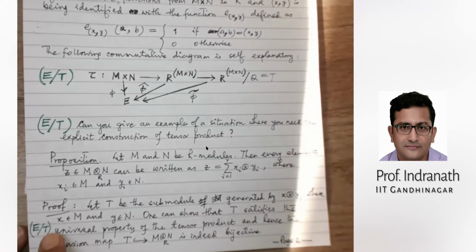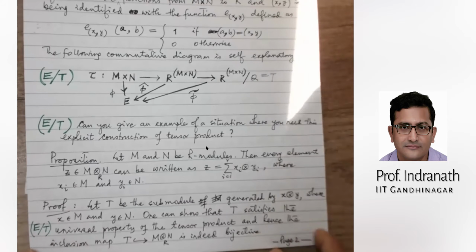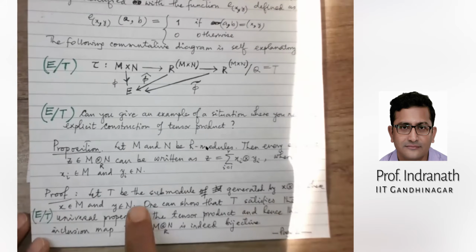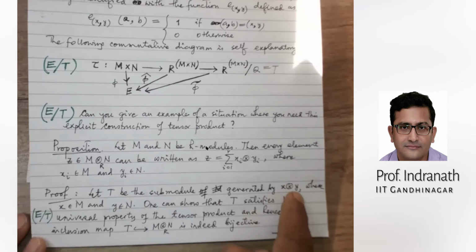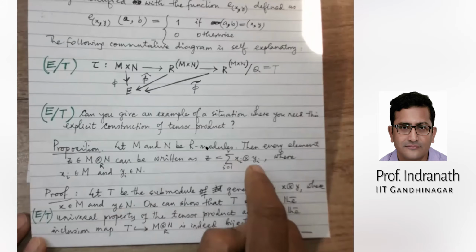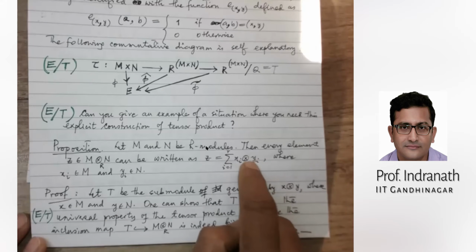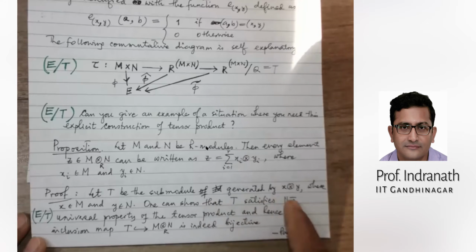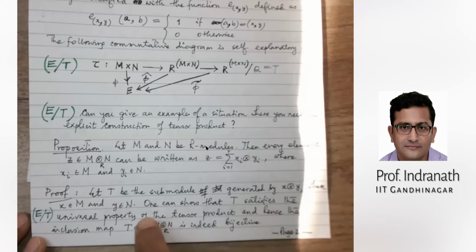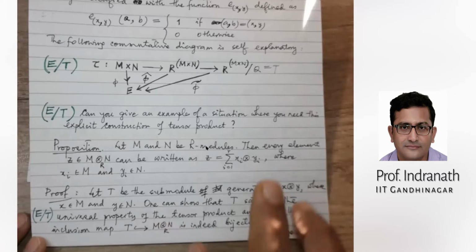Again, you can see I have this symbol here, so that means there are some parts which I have kept and not really discussed. So let T be the submodule generated by x tensor y, where x belongs to M and y belongs to N. So what do you want to show basically? You want to show that if you take the submodule generated by these basic tensors, then this natural inclusion is bijective, and then you are done.